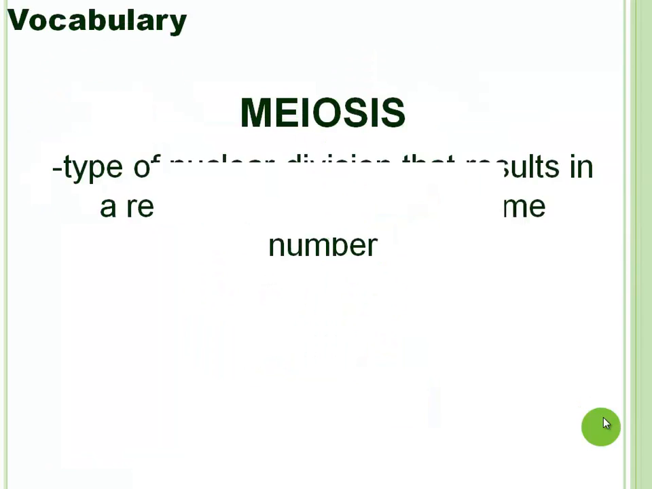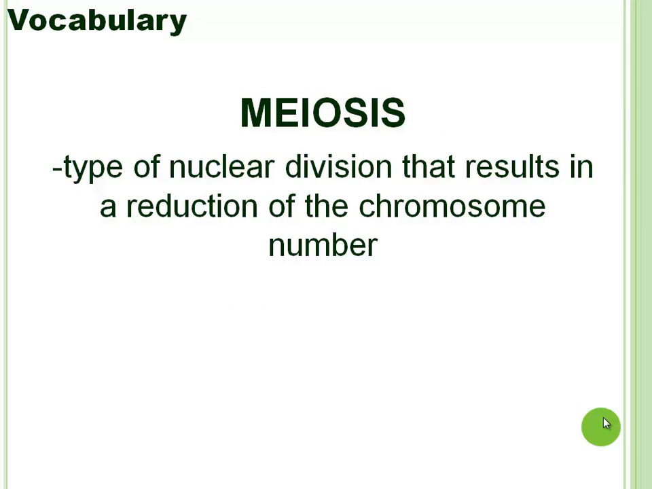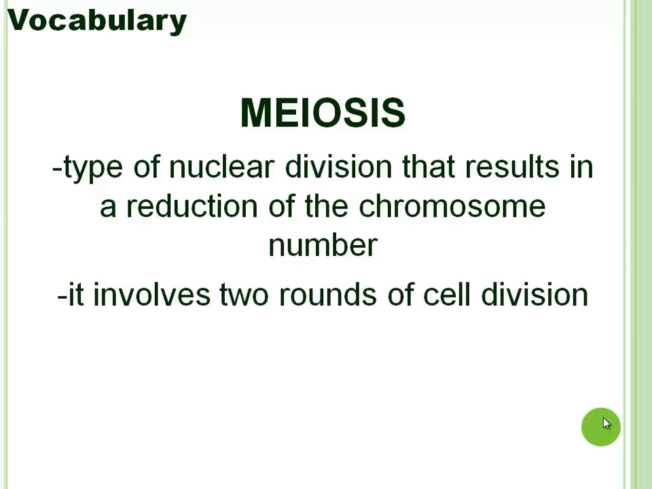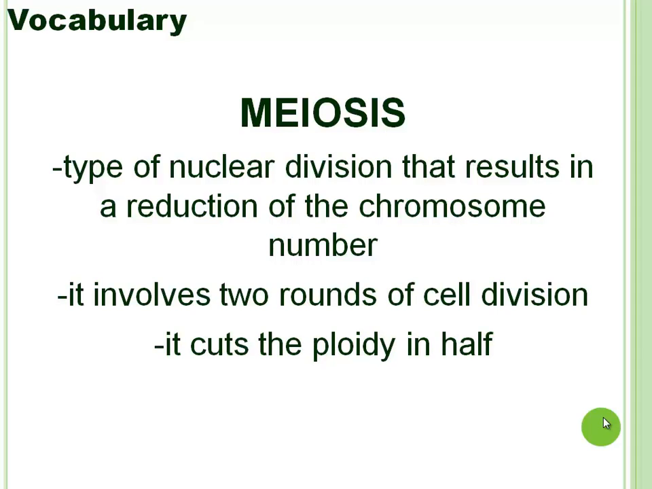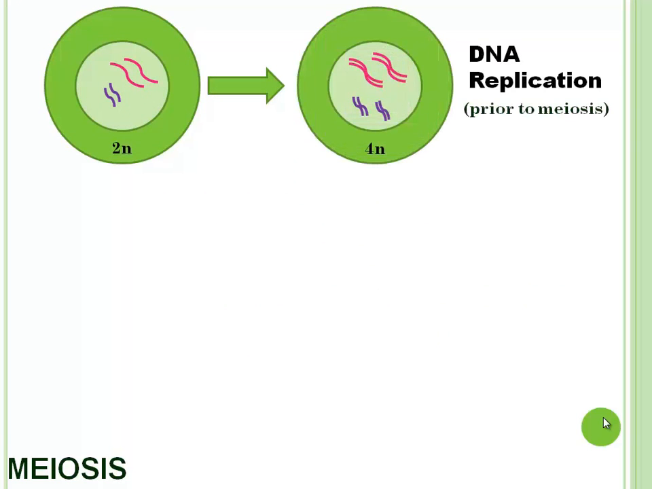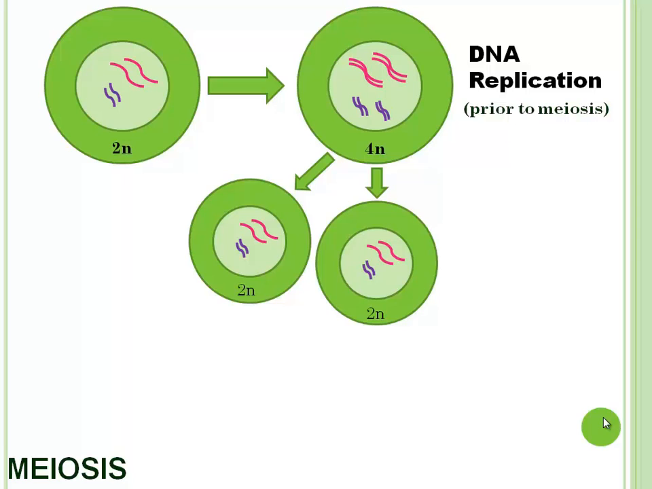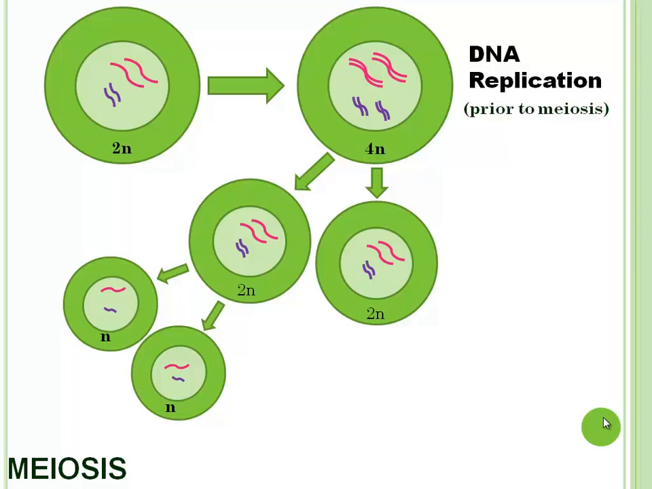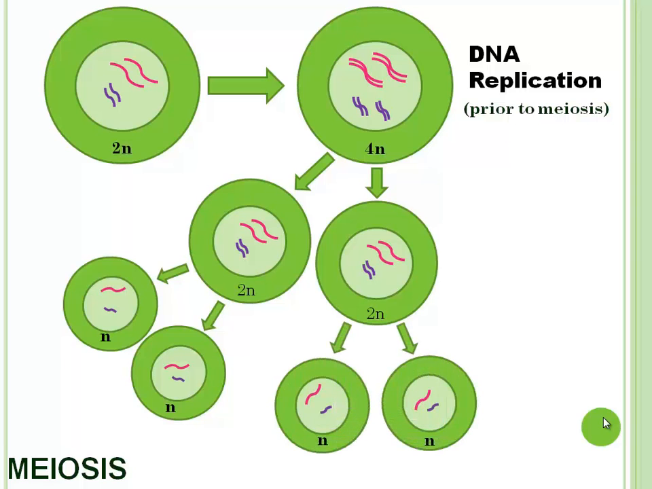On the other hand, meiosis is a type of nuclear division that results in a reduction of the chromosome number, and it involves two rounds of cell division. If you reduce the chromosome number, you usually cut the ploidy in half. Just like mitosis, you have DNA replication prior to meiosis, and after the first round of cell division, you get two diploid cells. On the second round, there is no more DNA replication. That's why you eventually reduce that number into the haploid condition.